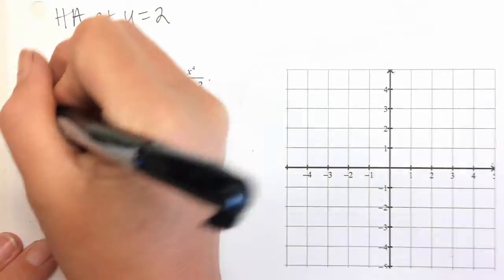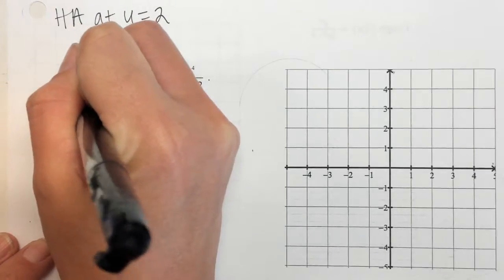Let's start with y-intercept. You set what to 0? Well, that's just going to be what? 0, 0. Good.